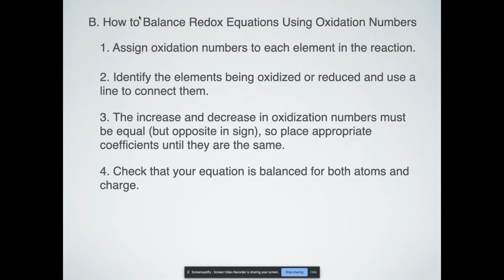Today we're going to be looking at balancing redox equations using oxidation numbers. So hopefully you watched the video on oxidation numbers already, but here is a very simple way of using oxidation numbers to balance a redox equation.